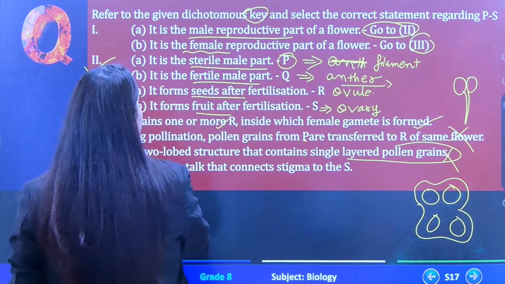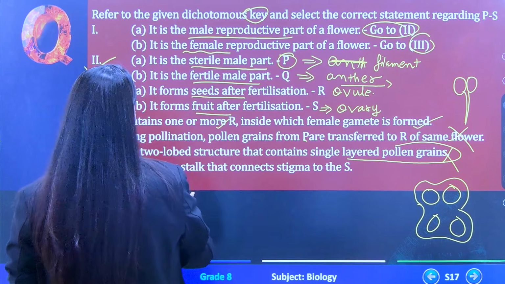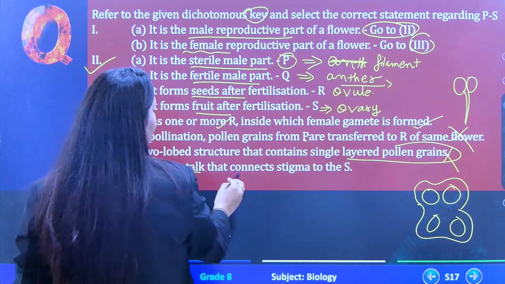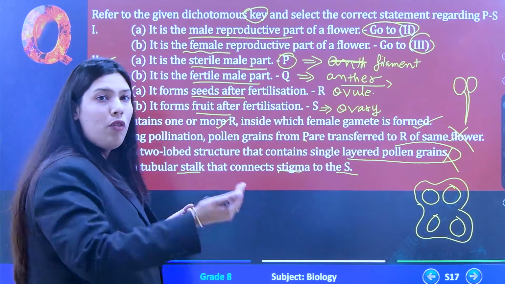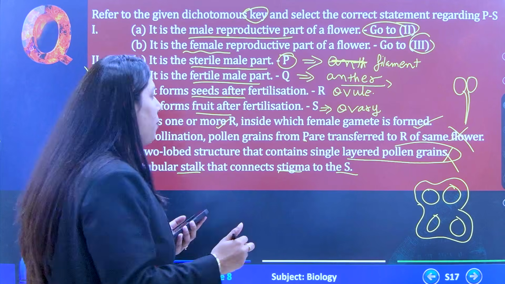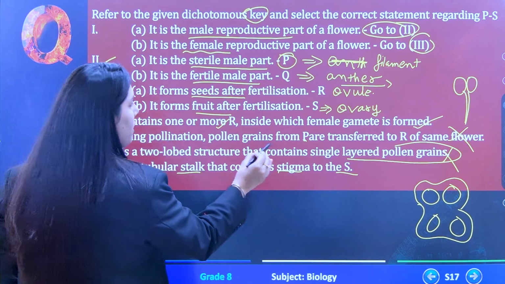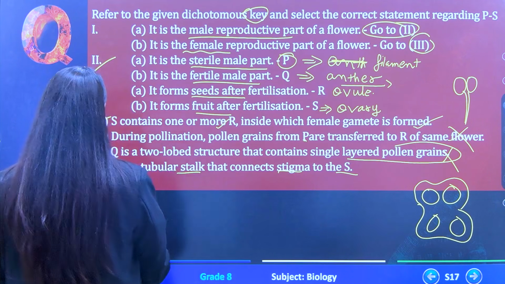Next, R is a tubular structure. R means ovule. It is a tubular stalk that connects stigma to the S. No, R is ovule. Ovule is anyway present inside the ovary. How is it possible? So here your correct answer is A.